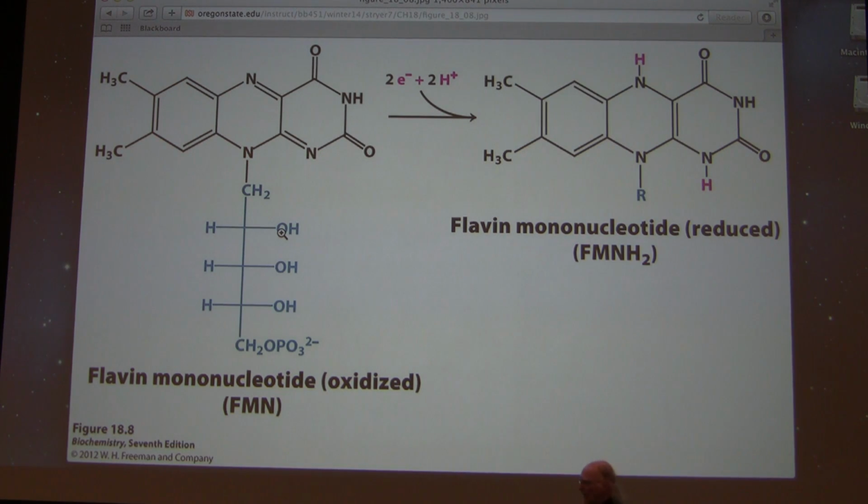Complex 1 is a complex that moves electrons through it. Remember, it's a complex of many proteins, but there are molecules in there called flavins. And flavins are other carriers of electrons. FAD, flavin adenine dinucleotide, is a flavin. So complex 1 and complex 2 have flavins. Here's one called flavin mononucleotide. So complex 1 is full of flavins.